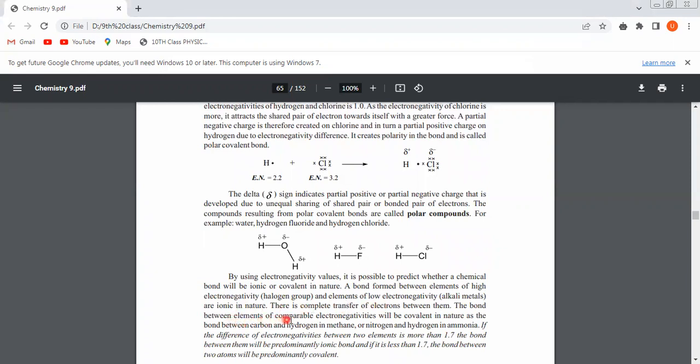The bond between elements of comparable electronegativities will be covalent in nature, as the bond between carbon and hydrogen in methane or nitrogen and hydrogen in ammonia. If the difference of electronegativities between two atoms is more than 1.7, the bond between them will be predominantly ionic, and if it is less than 1.7, the bond between two atoms will be predominantly covalent.